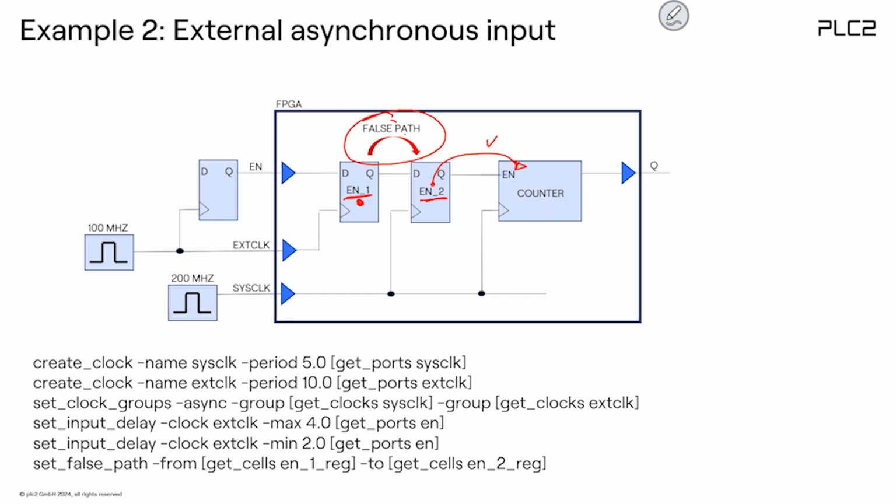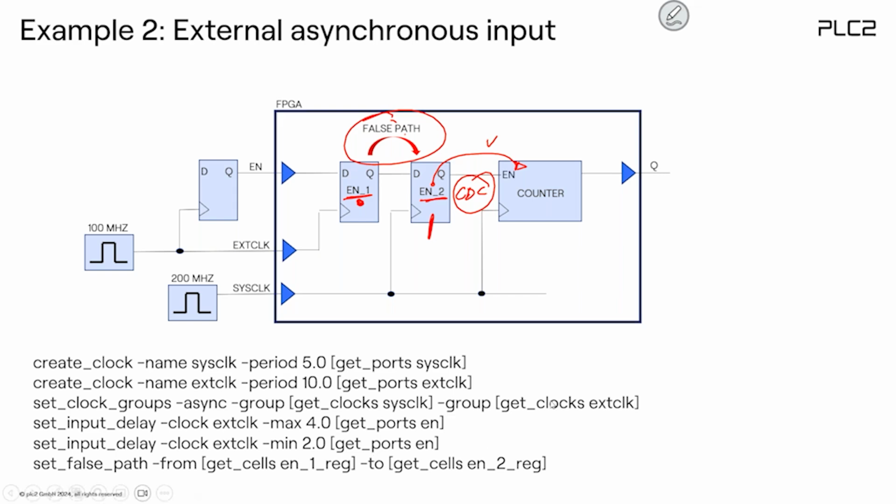We'll talk about the false path in the next webinar. But anyway, because this is just one stage and not two stages, I do expect again a CDC error here, because Vivado will tell me, oh no, one flip-flop is not enough for you to solve the CDC problem. So that's what I would expect.